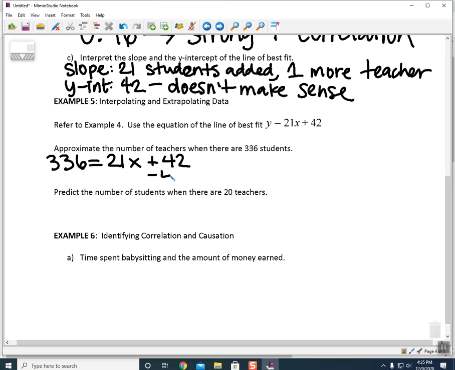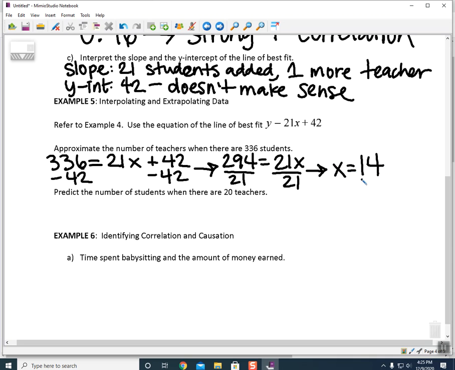So subtract 42, which leaves me with 336 minus 42 is going to give me 294 equals 21x. Divide both sides by 21. That means that x equals 14 teachers. So when I have 336 students, I need 14 teachers.